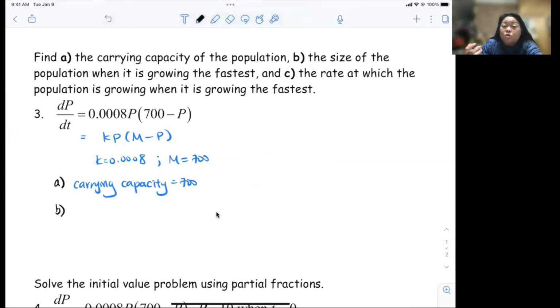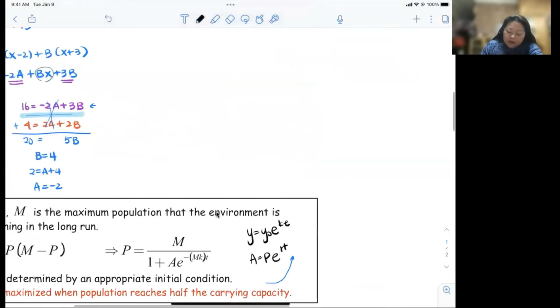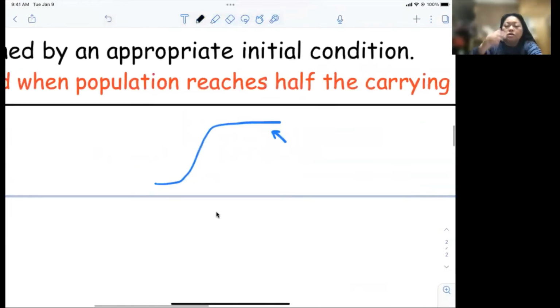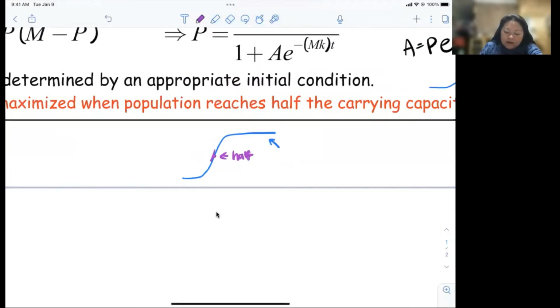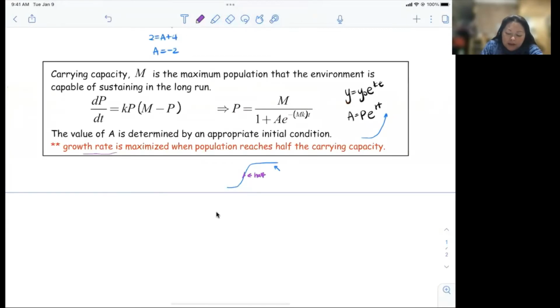Okay, now it says, what is the size of the population when it is growing the fastest? So what is P when it's growing the fastest? If you look at the equation here, remember how my growth starts slow and grows exponentially fast and then plateaus. So where is my growth the fastest? It's where the slope is the steepest, and it's right here in the middle of my graph. And that is exactly halfway of your carrying capacity. So this is half, and it's right here. See, growth rate is maximized when the population reaches half the carrying capacity.